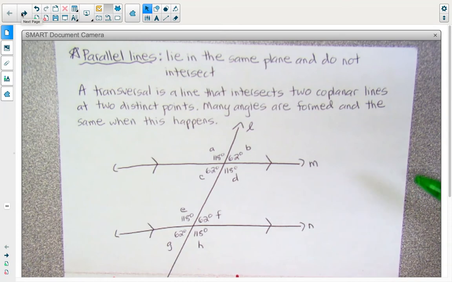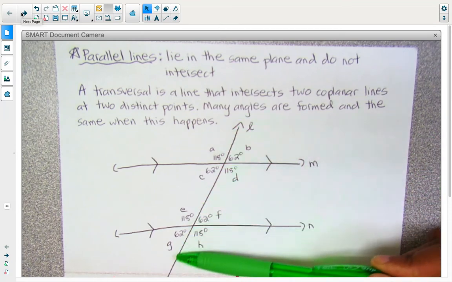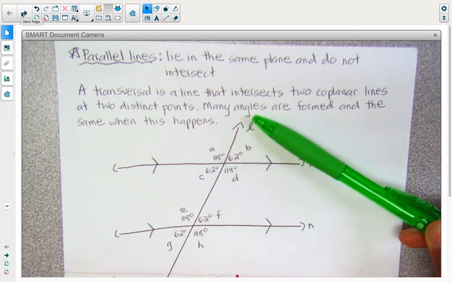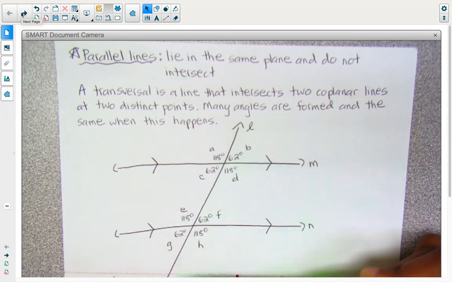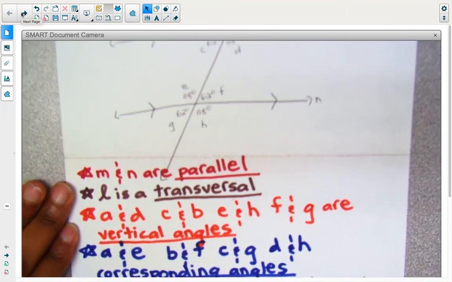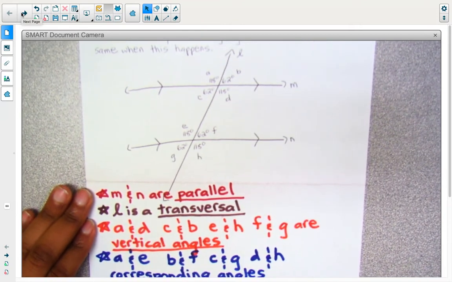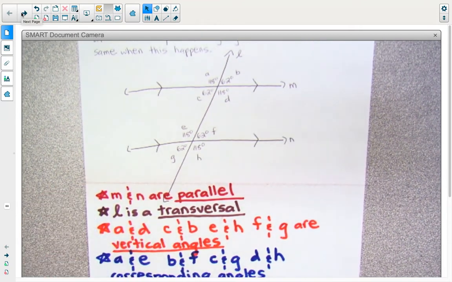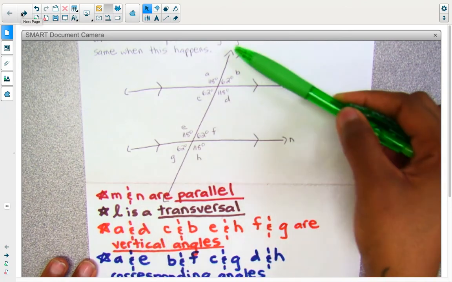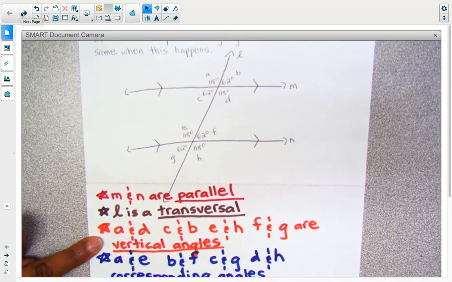Line L is the transversal. This line right here is the line that is cutting through both of my lines, not cutting in half per se, but going through both of them. So that's my transversal line. Now I have some things down here. Let's see if I can zoom out. We'll go one at a time and make sure we can understand which angles are which. So we already talked about that M and N are parallel, and L is the line that's cutting it. It's the transversal. Now, there are so many different sets of vertical angles in this one picture.